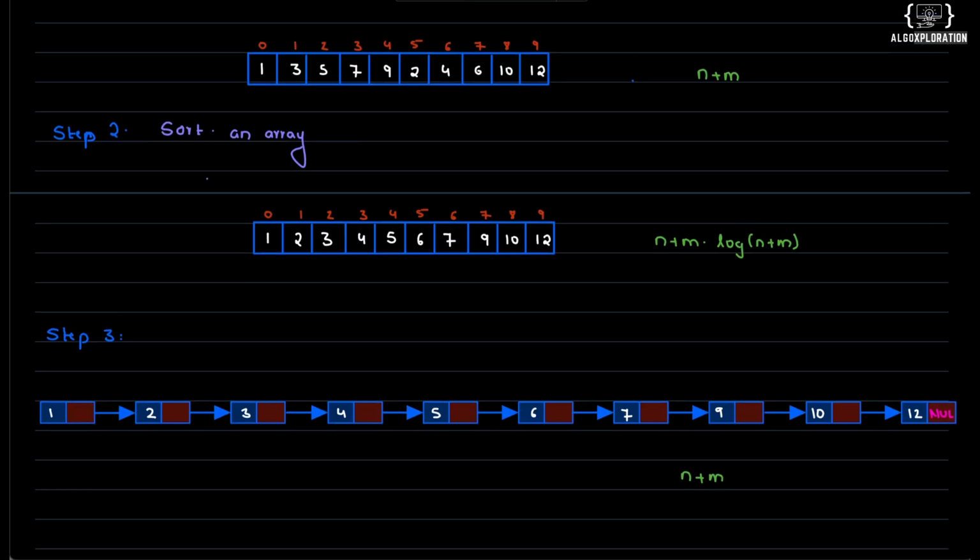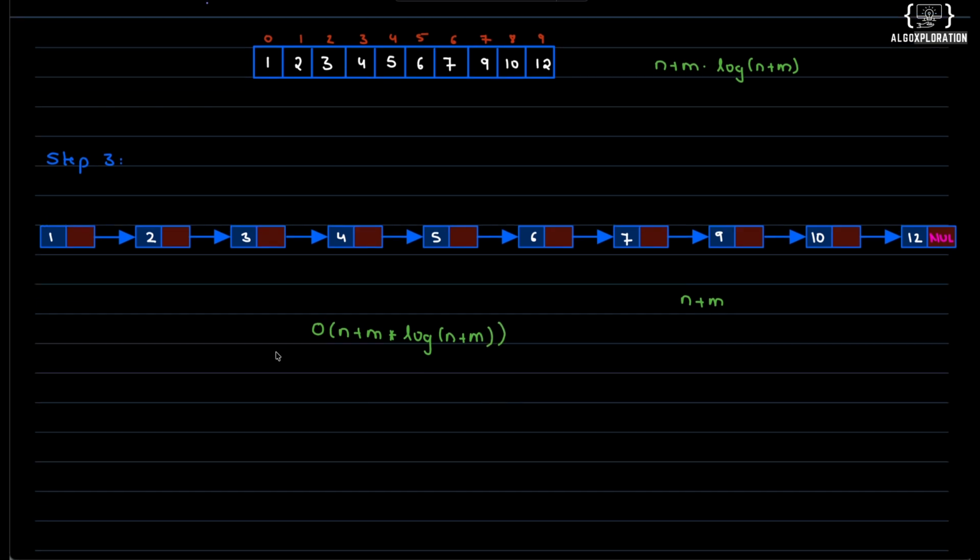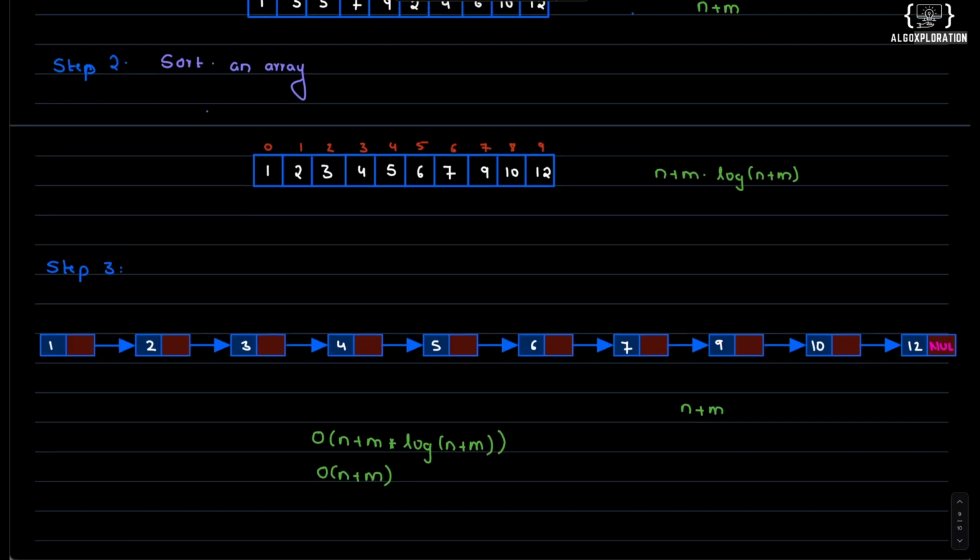Among these three, the dominant one is this. So the time complexity would be O((n plus m) log(n plus m)), which is very huge. And the space complexity will also be O(n plus m) because we have taken extra space, first for creating the array, and second we have created a new linked list as well. Which is slow, and here we have taken the extra space.